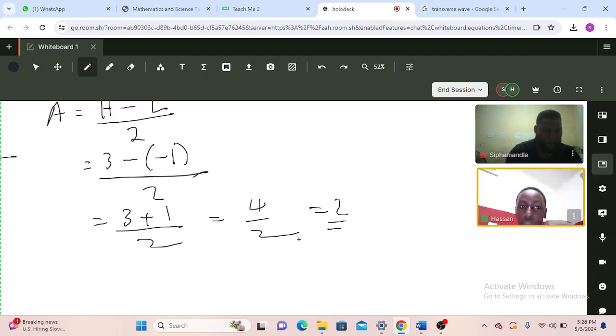But what are the units for amplitude? Amplitude is in meters. If it's in meters, you write meters; if it's in centimeters, you write centimeters here.